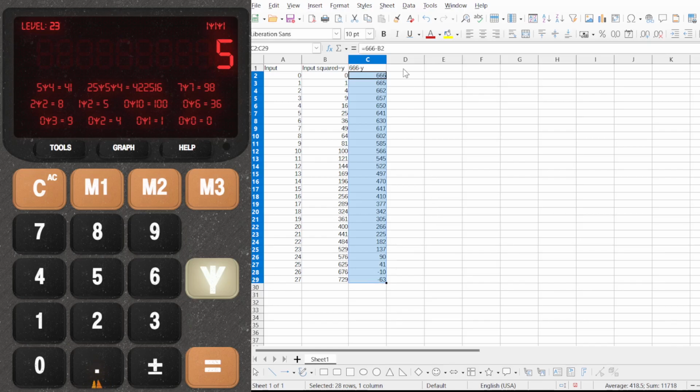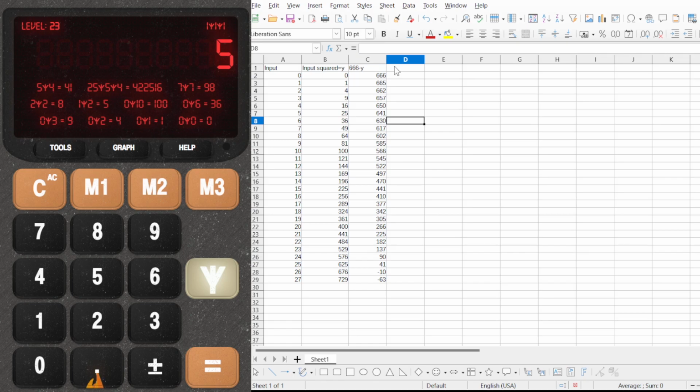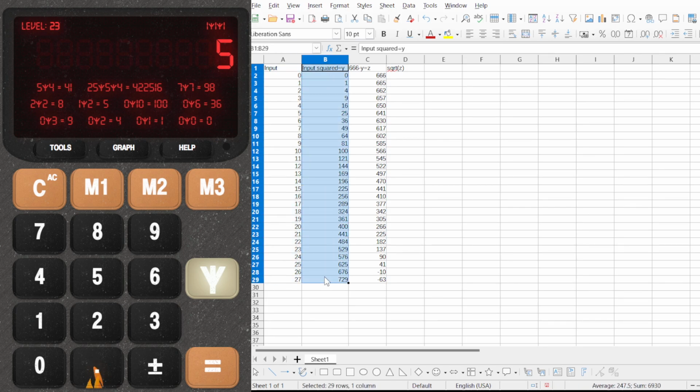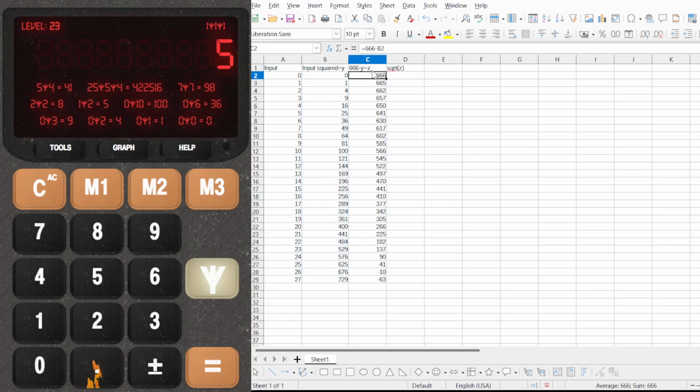And lastly, this one is going to be the square root of, we're going to call this one z. This is not the programming, I'm just inputting the names of what I want to show you. So I just made a table. This one is the inputs from 0 to 27. This one is the input squared. This one is 666 minus the input squared.